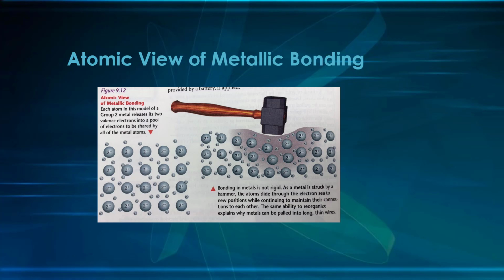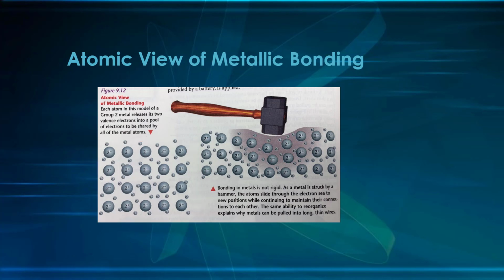Let's look at this graphic from the Chemistry Connections textbook, an atomic view of metallic bonding. Each atom in this model is a group 2 metal releasing its valence electrons into a pool of electrons to be shared by all of the metal atoms. Group 2 metals could be magnesium or calcium. All of the elements in that family always want to lose 2 electrons. So you can see the +2 cations have arranged themselves in a crystalline structure, very similar to an ionic substance.